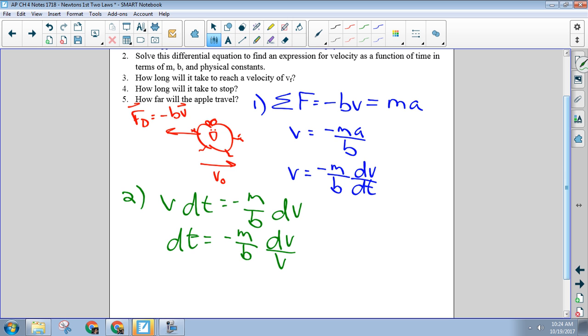Isn't v dt technically change in position? Except that v represents our instantaneous velocity, which is changing. So if you take the limit as your dt goes to 0, that's sort of nonsensical, I guess, you know?